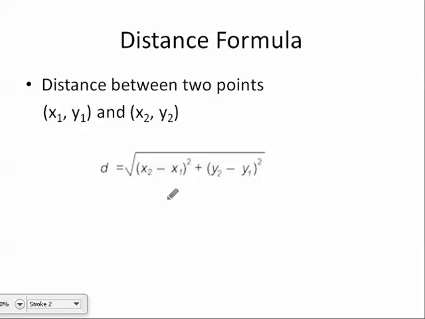Distance formula. We're going to use the same things, the difference in the y values and the difference in the x values, but we're going to square those differences and take the square root of their sum, and that will tell us the distance. This is a formula you need to remember how to use.